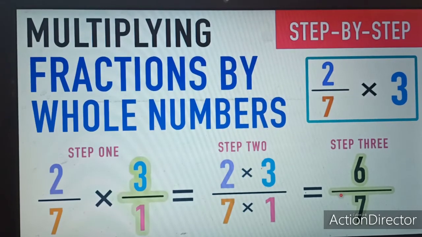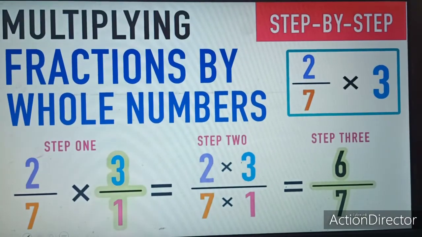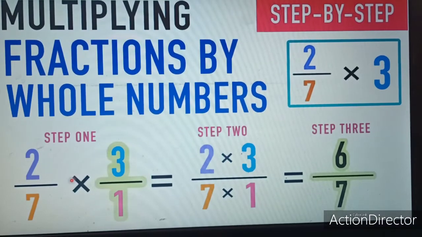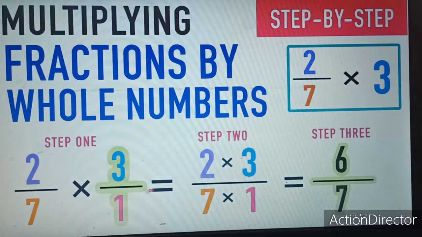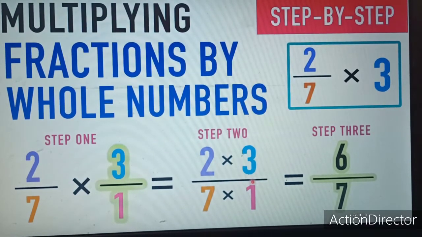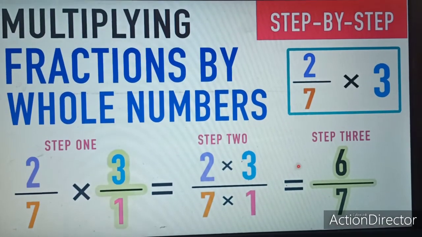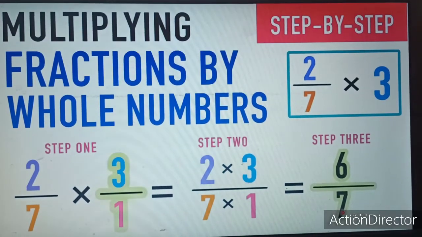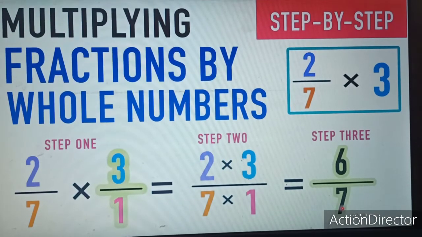This is the third step. So you have 3 steps. Whenever a fraction is multiplied by a whole number, you have 3 steps. Step 1, the whole number is written as a fraction, as 3 upon 1. Second step, multiply the numerators and multiply the denominators. Step 3, whatever you have multiplied, write the answer. That is 2 into 3 is equal to 6 and 7 into 1 is equal to 7. Hope you have understood how to multiply a fraction by a whole number.